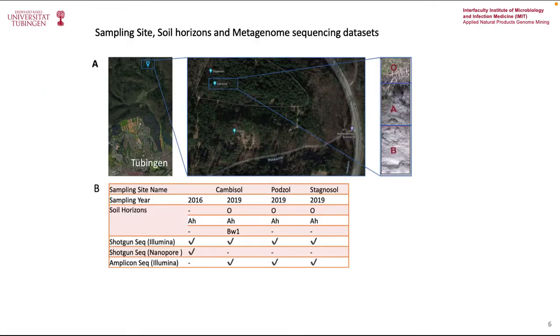We sampled soil from Schönbuch Forest, three sites that are routinely studied by the Department of Geosciences of University of Tübingen were chosen. We sampled soil from different horizons, namely organic layer, A layer, and B layer, that is shown in this particular image. Though in very close vicinity, the soil profiles show very distinct features. We performed both amplicon sequencing and shotgun metagenome sequencing for all the samples using Illumina sequencing, and also did a long-read nanopore sequencing for one of the samples.